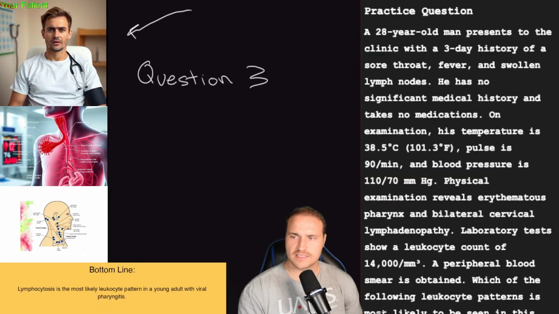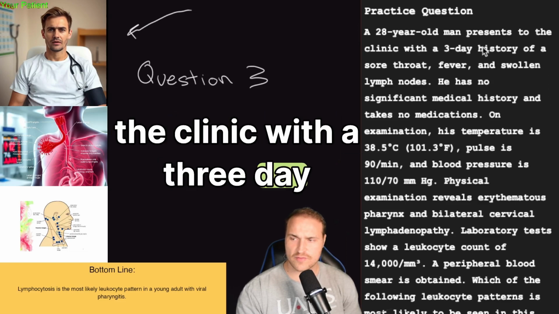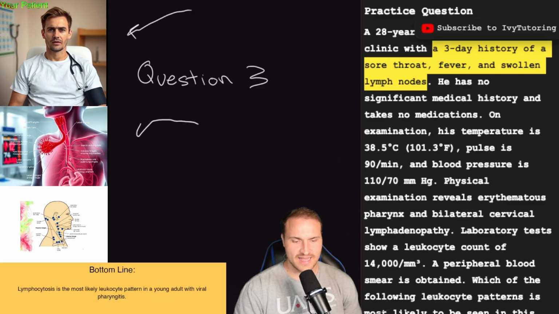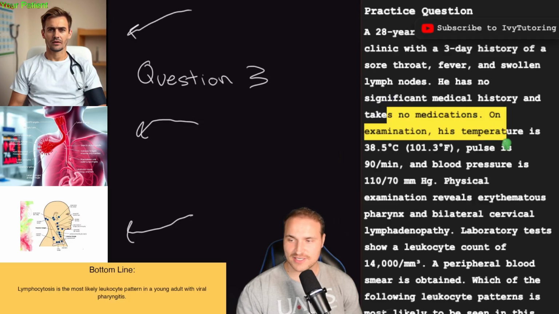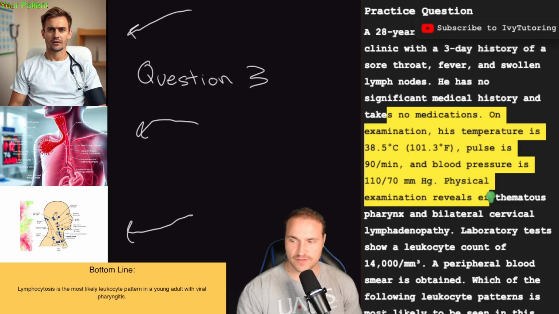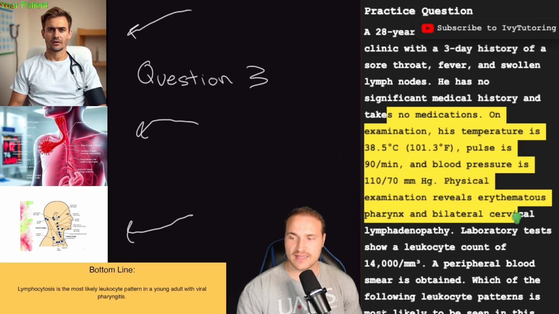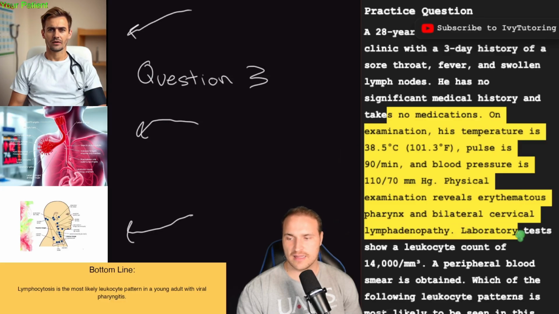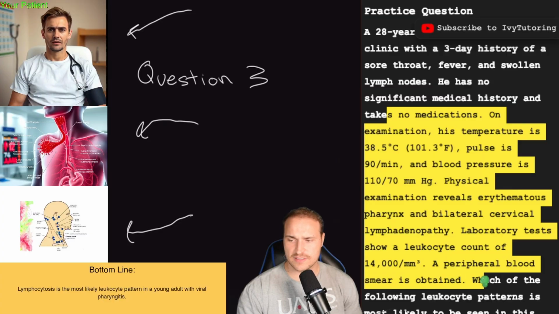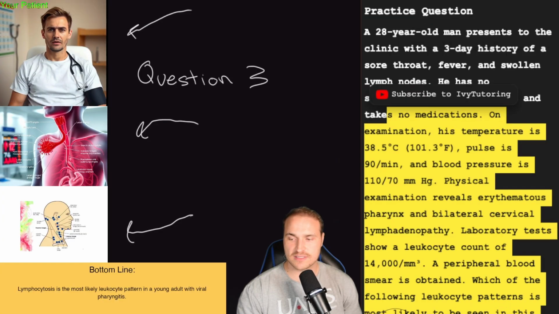All right, here's our nice looking 28-year-old man presenting to the clinic with a 3-day history of sore throat, fever, and swollen lymph nodes. Yikes, look at that swollen lymph node. Check out that diagram as well. He has no significant medical history and takes no medications. On examination, his temperature is 101.3, pulse 90, blood pressure 110/70. Physical examination reveals erythematous pharynx and bilateral cervical lymphadenopathy. Lab tests show a leukocyte count of 14,000. A peripheral blood smear is obtained. Which of the following leukocyte patterns is most likely to be seen in this patient?